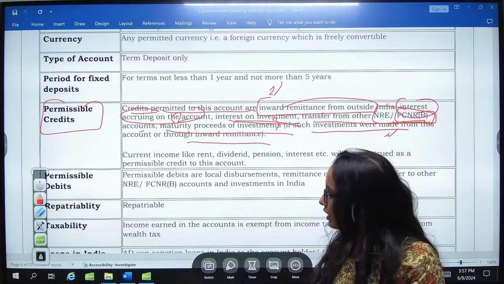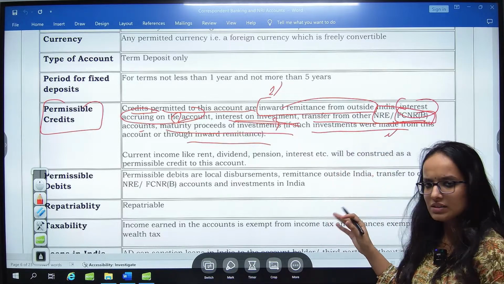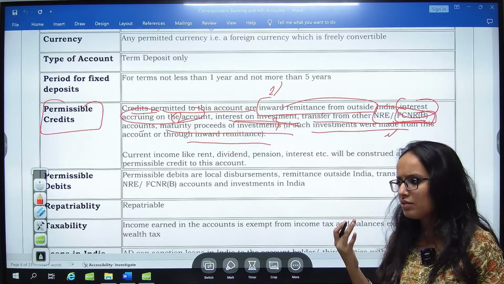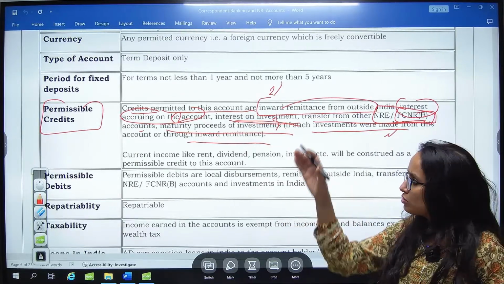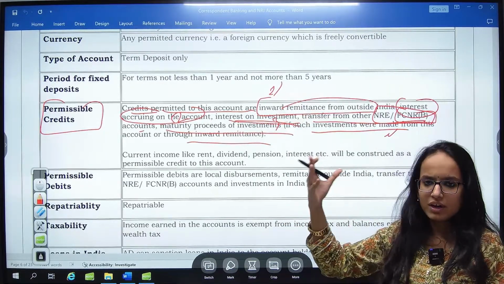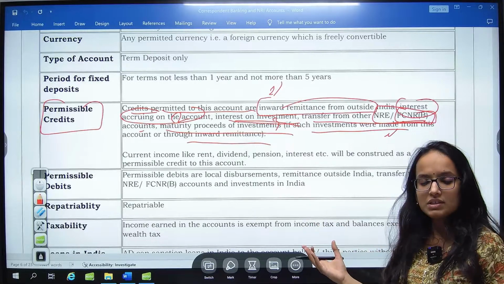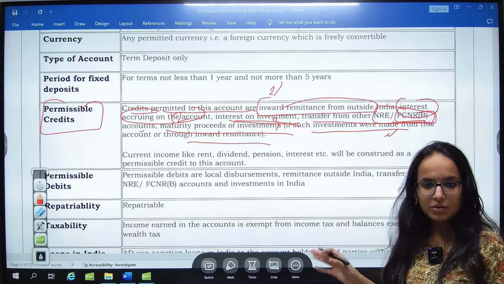Clear? Okay. I hope you are able to understand all these things. They are simple. You just need to revise these things. They will fit into your mind, okay? Because almost the same provisions are there for NRE and FCNRB. We will see the NRO, all the same particulars, right?